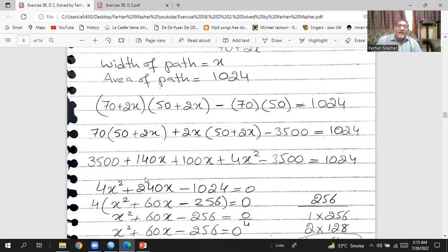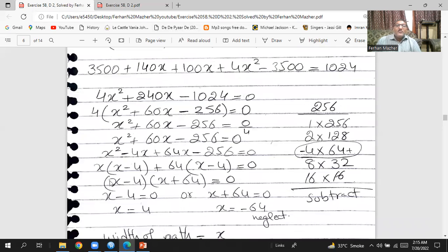So it will be 3500 plus 140x plus 100x plus 4x square minus 3500 equals 1024. So it will be 4x square plus 240x minus 1024 equals 0. Here 4 is common, so x square plus 60x minus 256 equals 0. This 4 will go to the other side, it will divide the 0 and it will become 0. So you will have x square plus 60x minus 256 equals 0.